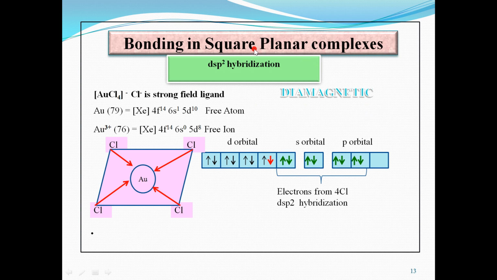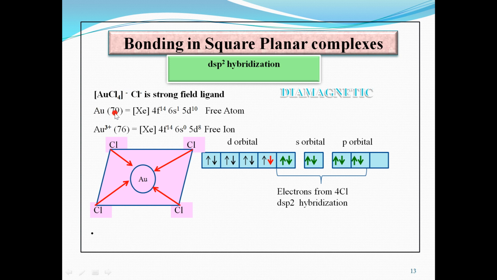Now we go to another square planar complex, AuCl4 minus. Here chloride is treated as a strong field ligand, and we calculate the charge on Au, that is aurate. There are 4 chloride ions around the aurate, with 4 minus charge. What is the charge on Au? We take plus 3 on Au minus 4, equal to 1 minus, which is the overall charge on this complex ion.